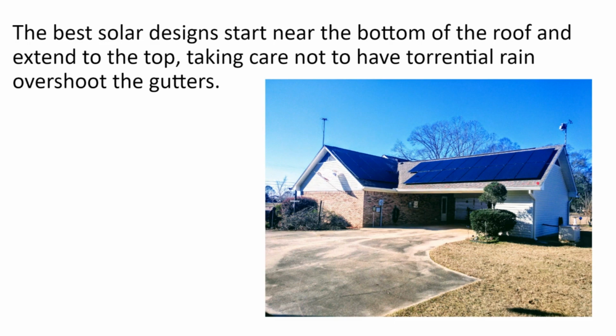It's also best for snow and rainwater runoff, so a good solar array will start the solar panels a couple inches from the bottom edge of the roof, such that torrential rain will not overshoot the gutters, and then continuously run the solar array up to about 3 to 4 feet from the top of the roof.